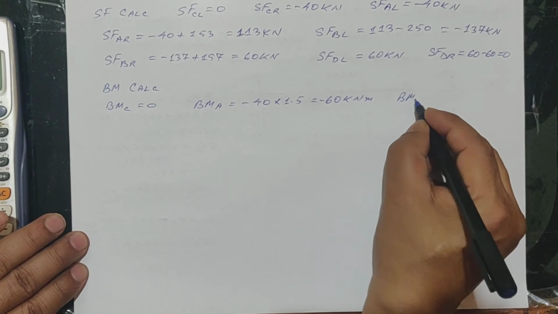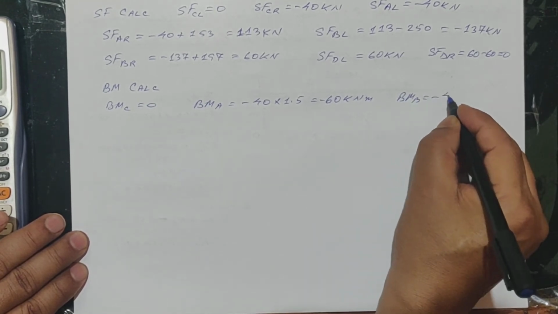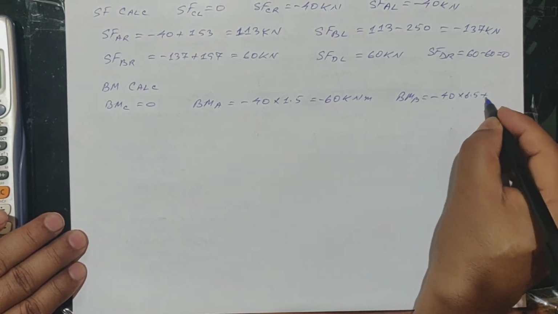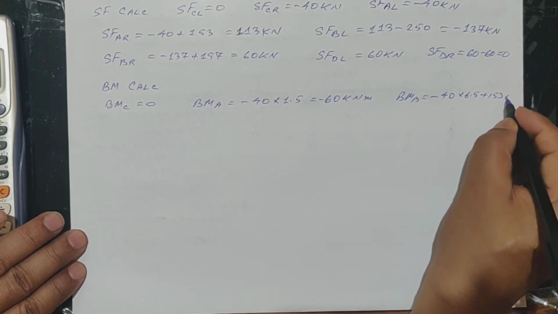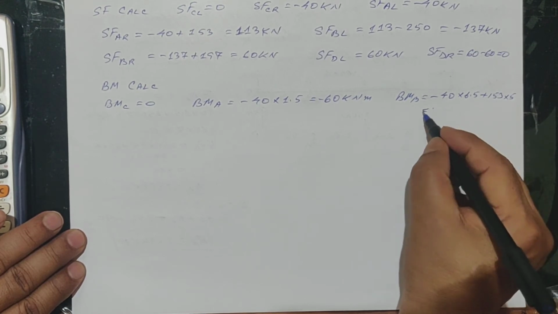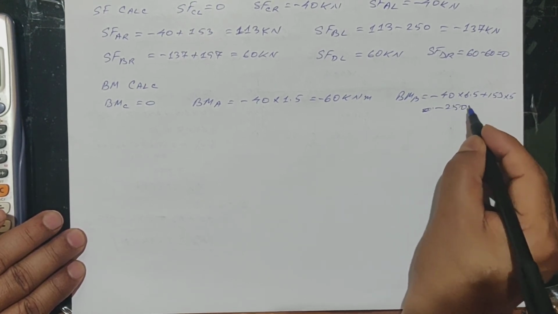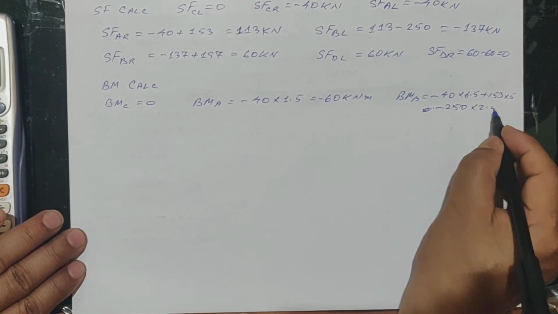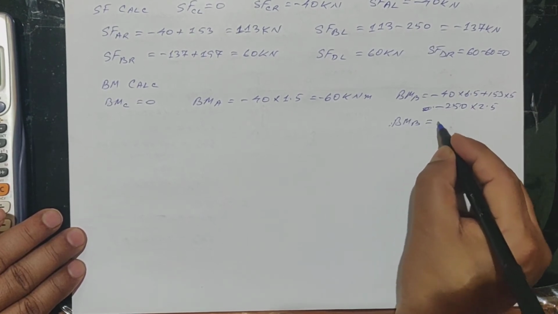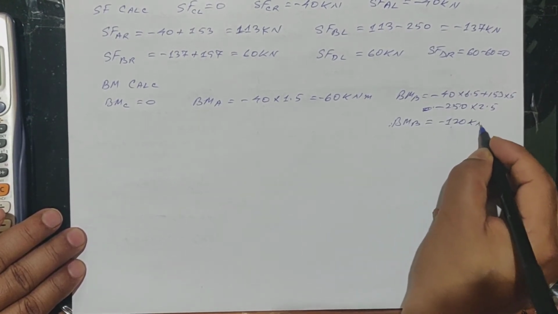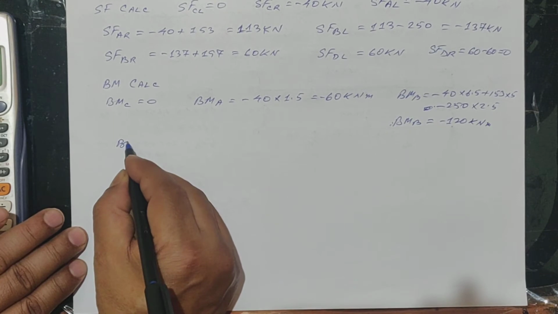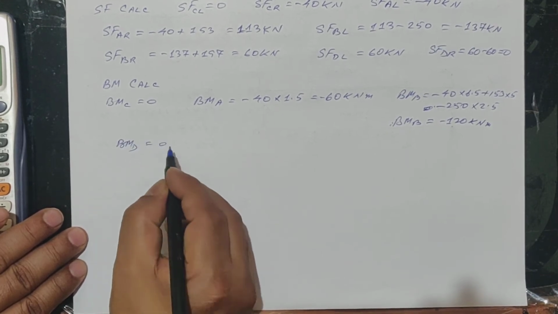Now BM at B is equal to minus 40 into 6.5 plus 153 into 5, and we'll have this also, minus 250 into 2.5. So BM at B comes to minus 120 kilonewton meter. BM at D is equal to 0.